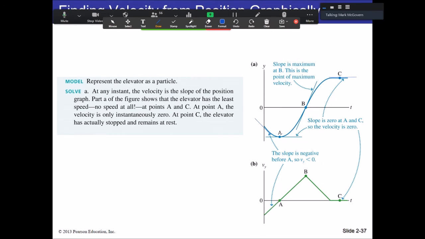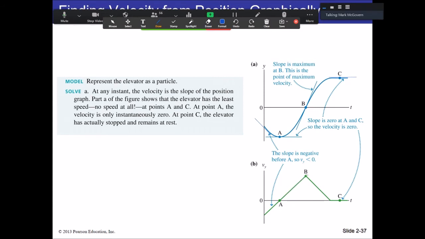So it's 0. But notice what happens at A. We turn around. It's a turning point, we call this. And then we start to increase in speed. So here we go. We cross the origin here. It means we've changed direction. When you cross the origin in the velocity time graph, you've turned around. So now we're positive. We're moving towards B. B is the biggest speed.